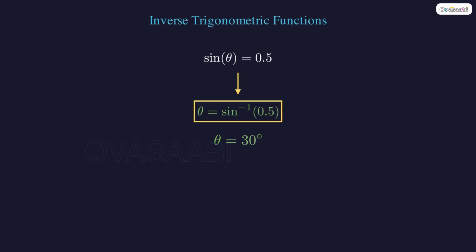If sine of an angle equals 0.5, how do we find the angle? We use the inverse function, written sine minus 1. This reverses the operation. It takes a ratio and gives back the angle.